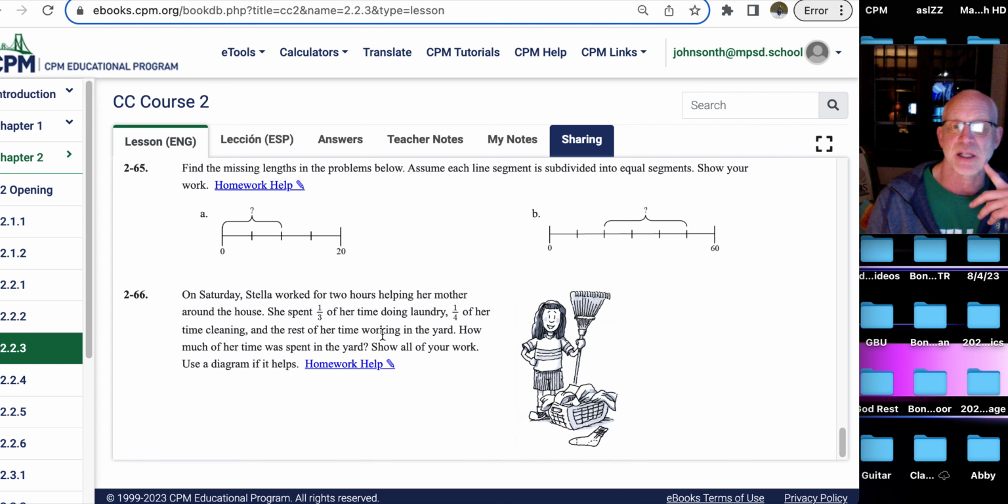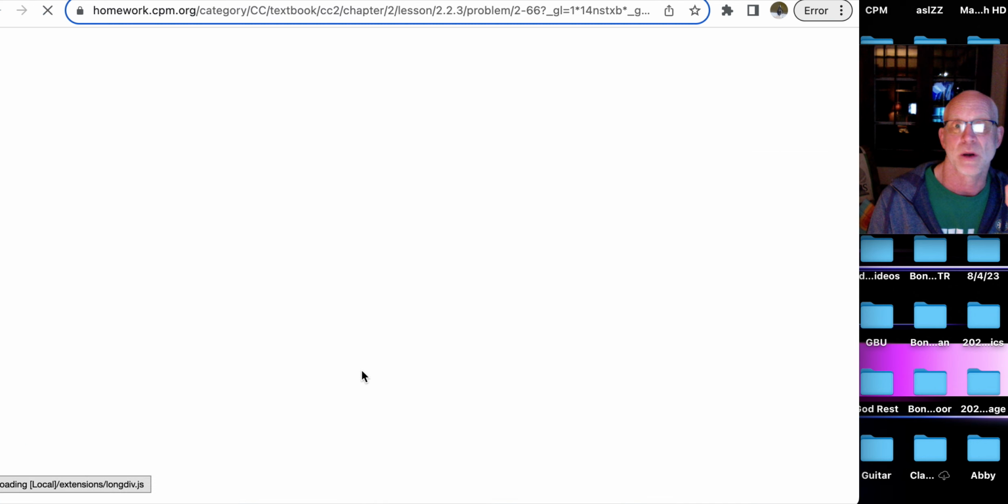Last problem. On Saturday, Stella worked for 2 hours helping her mother around the house. She spent 1/3 of her time doing the laundry and 1/4 of her time cleaning and the rest of the time working in the yard. How much of her time was spent in the yard? Show your work. Use a diagram if it helps, or use your homework help to give you a hint.